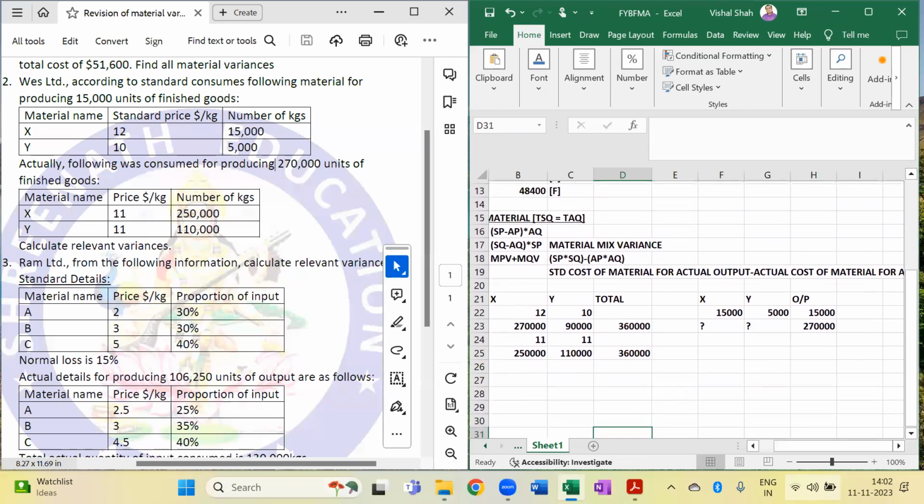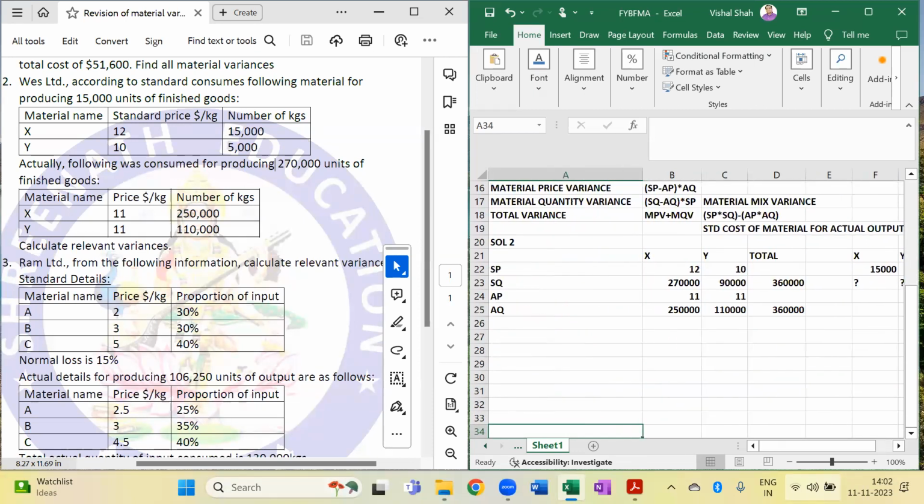If you check, your TSQ is equal to TAQ. Total standard quantity is equal to total actual quantity. Very good, Nidhi. You're going very good, beta. Nidhi is giving all the answers in the chat box. Very good, I'm proud.